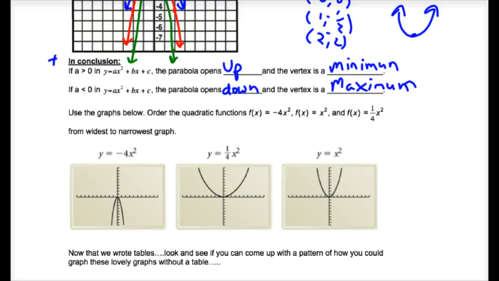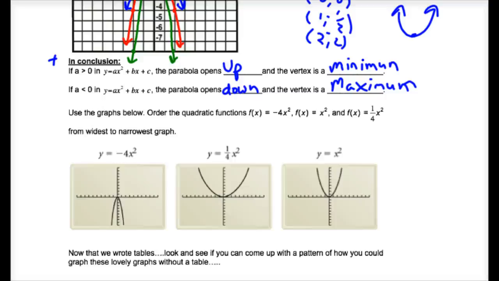Because there's one number that's not included there. 0. Yeah, what happens if A is 0? Then it wouldn't be... Turn back to the first page, guys. A cannot be 0, otherwise it's not a parabola, it'd be a linear. Quadratic function. Okay? All right.